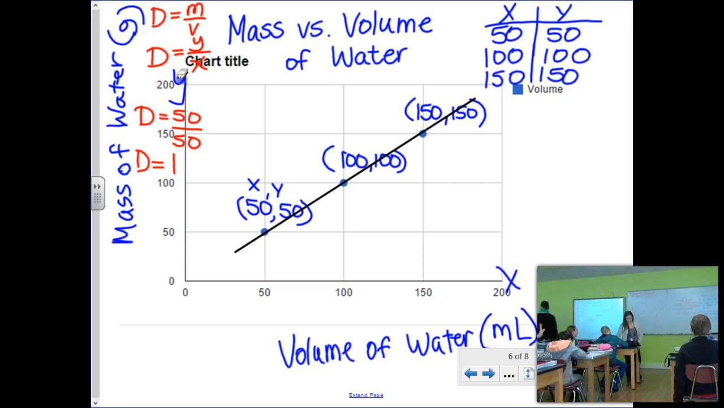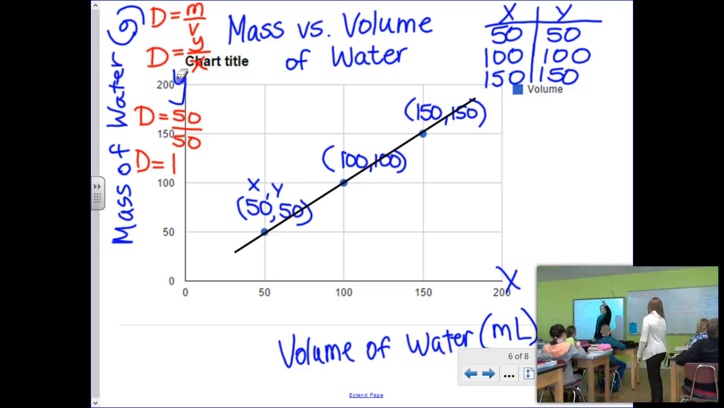Okay. Good. What I like that I'm seeing, I'm not seeing people do this: we are not connecting the dots. We're just making one straight line. One straight line.